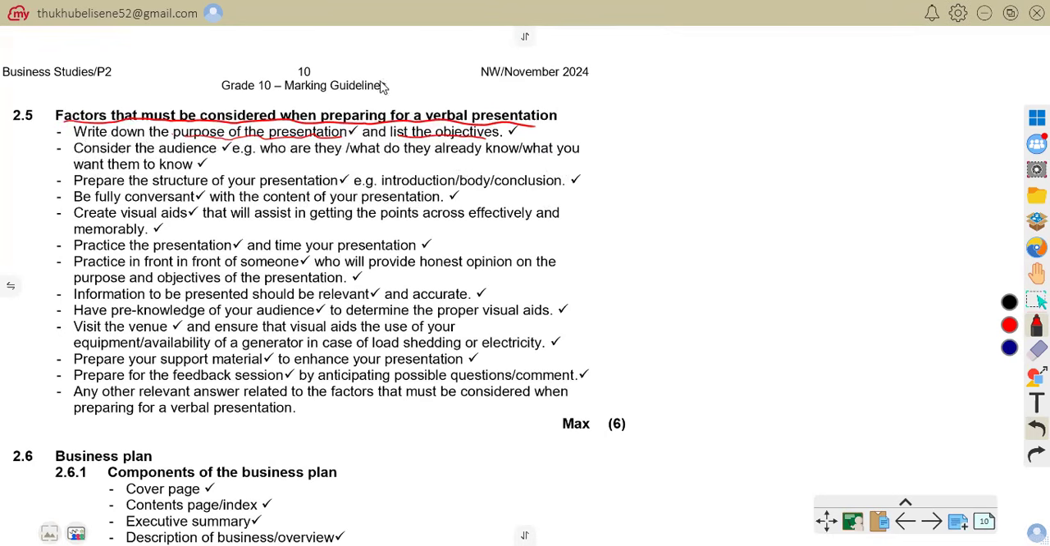So you have to write down the purpose of the presentation. What is this presentation all about? What is this presentation going to achieve? What are the objectives?